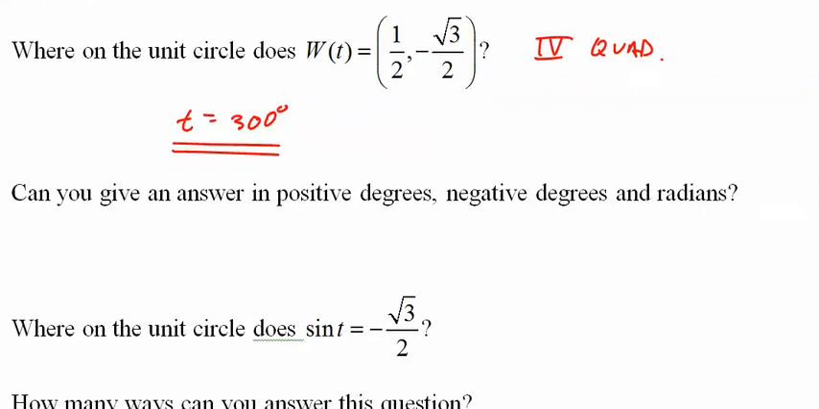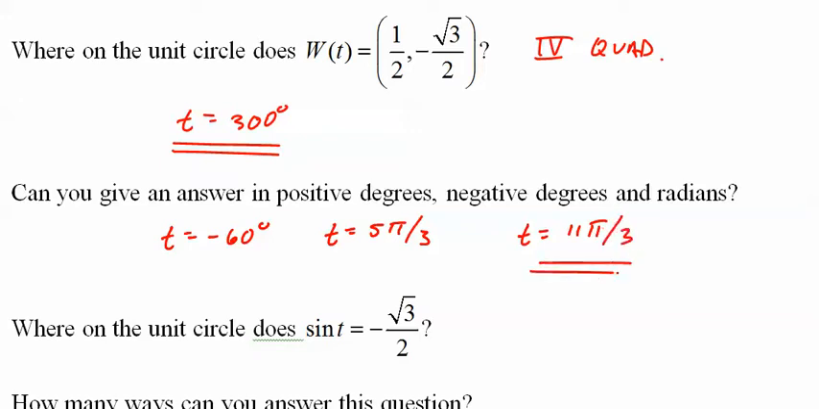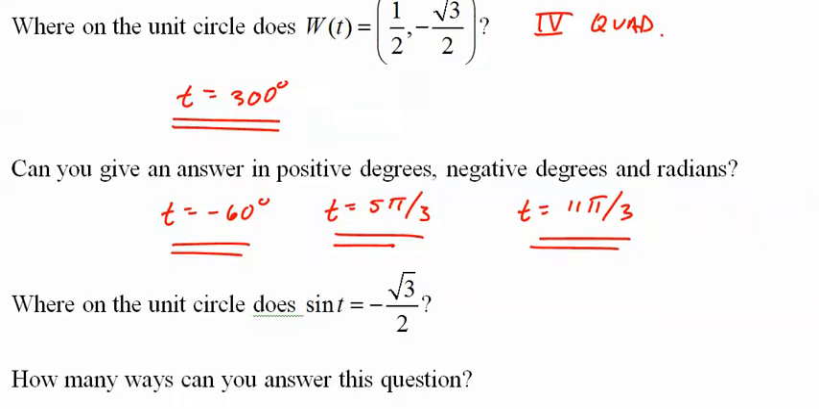So I can give that answer as t equals negative 60 degrees, t equals 5 pi over 3, t equals, I could add 6 pi over 3, 11 pi over 3. So there are so many ways I can answer these questions to get you to the same location. Boy, I sure hope that's the right location. I'm doing this all off my memory.